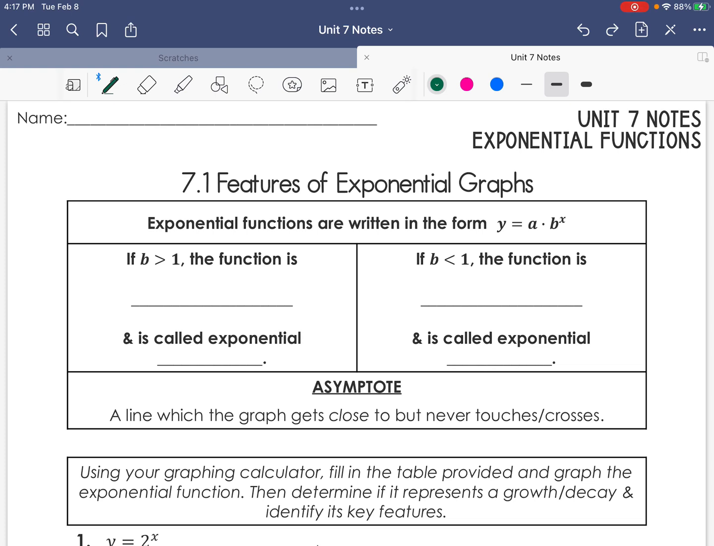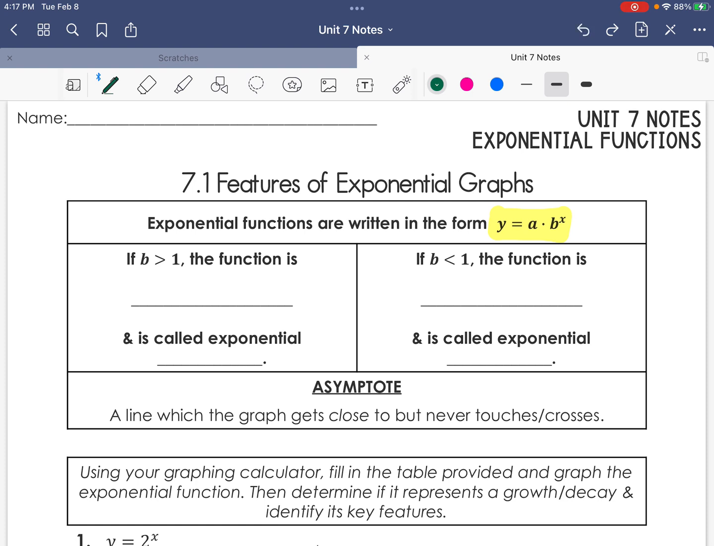All right, this lesson is about features of exponential graphs and how to graph them when they are in exponential form and what kind of things we need to know about those graphs. So the first thing that we need to recognize is what an exponential function looks like, and that typically looks like y equals a times b to the x power. Sometimes it also has a plus or minus c on the end, but not always.